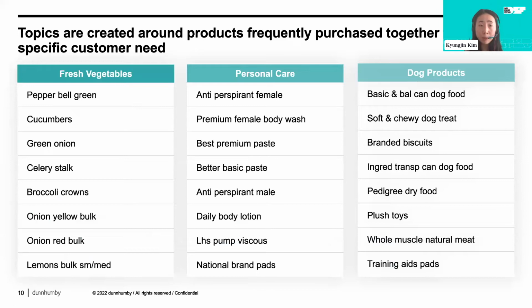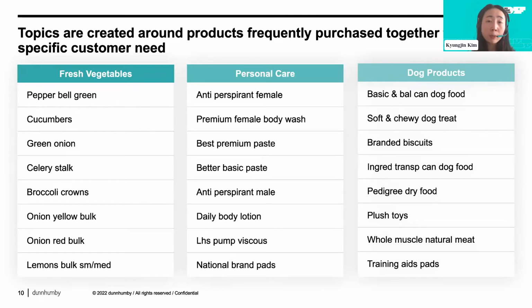So topics need states are created around products frequently purchased together. These groups of products represent one theme and potentially fulfill a specific customer need. Here are some actual example topics from our analysis. These are the top 8 product groups for each topic.